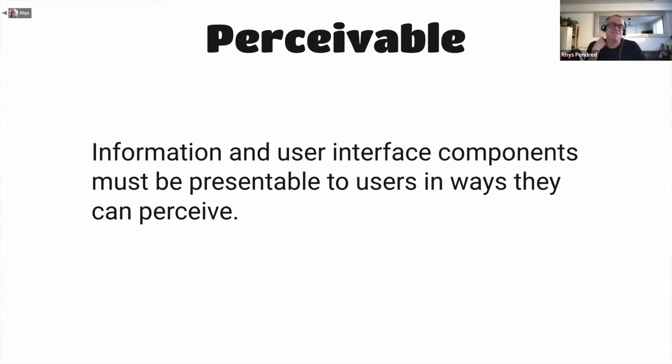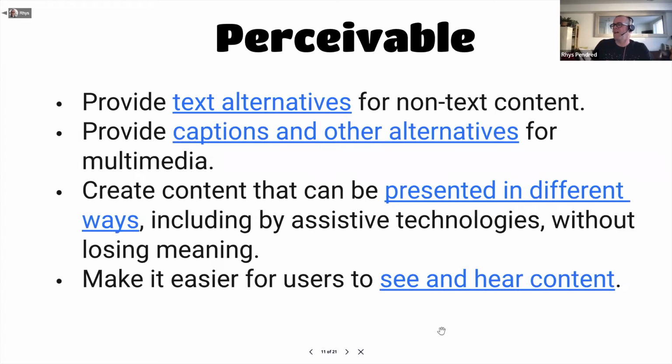So perceivable, WCAG states this as: information and user interface components must be presentable to users in ways they can perceive. That's fairly obvious. It just means if you're presenting something, the user needs to be able to perceive it. Whether that's through visual presentation or audio presentation or whatever means, if the user can't even perceive the thing that you're trying to convey, then you're onto a loser. And they give a series of ways in which you can meet this. Some of these you might be familiar with.